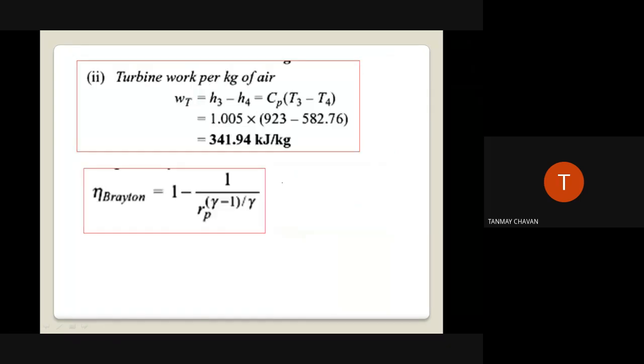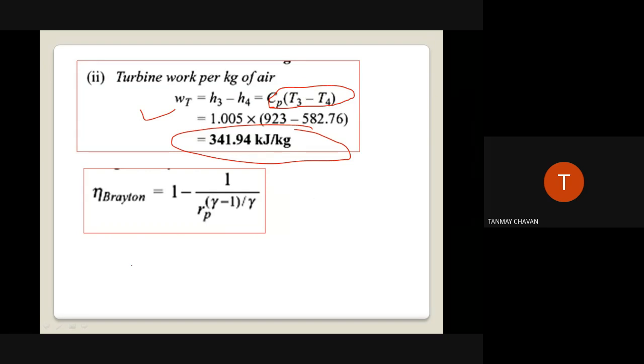Now find out the turbine work. Turbine work is equal to Cp into T3 minus T4. So Cp is 1.005, T3 is 923, T4 is 582. So we have the value of turbine work as 341.94 kilojoule per kg. This is the turbine work.